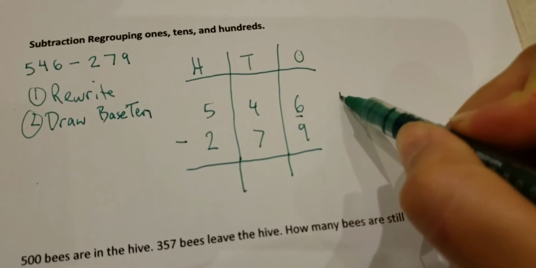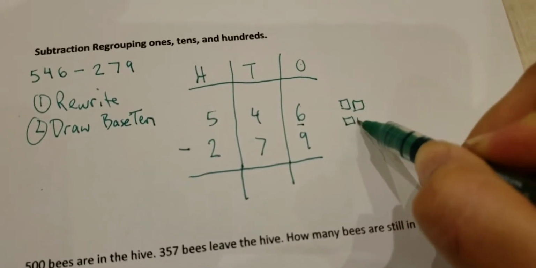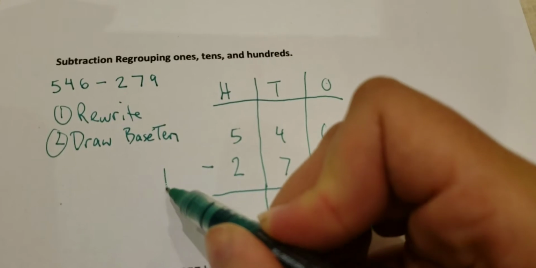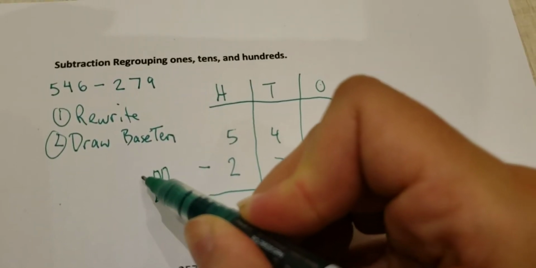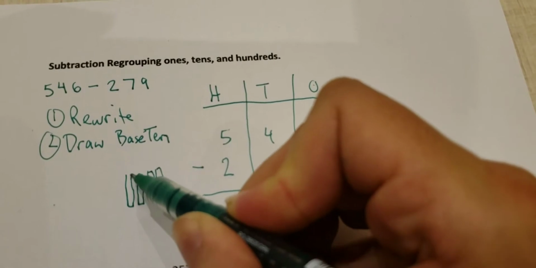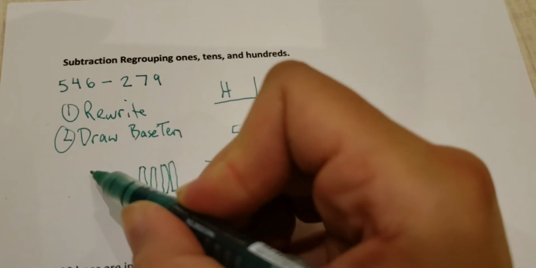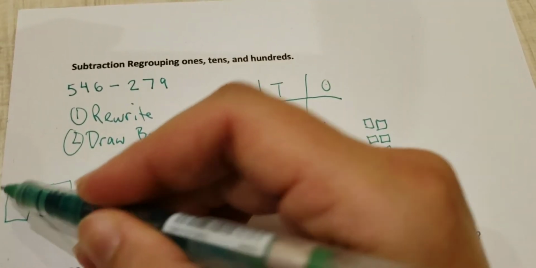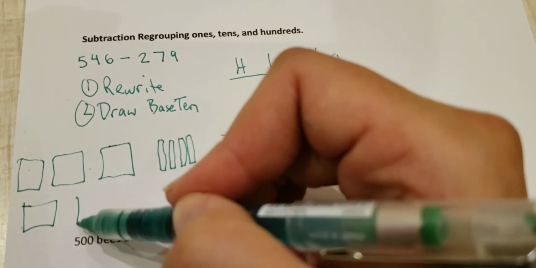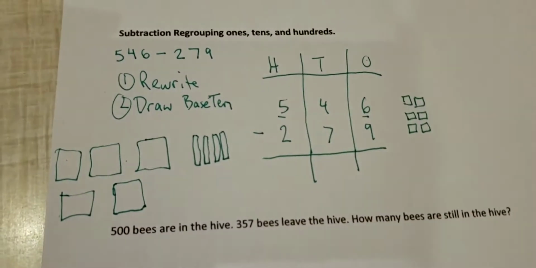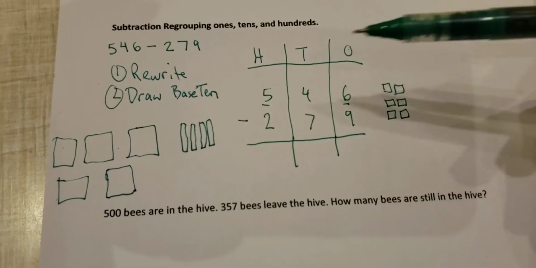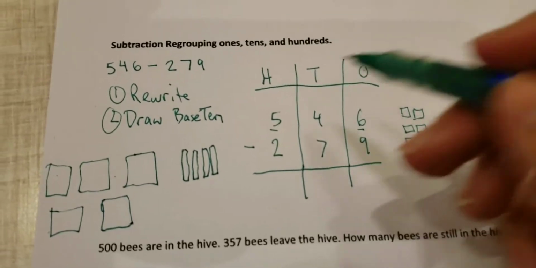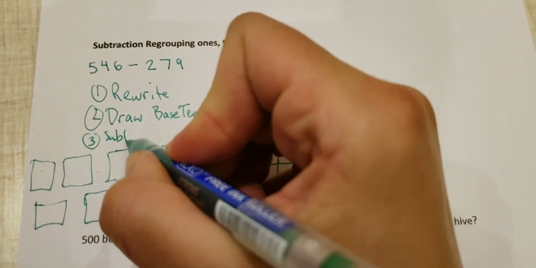We have 6 ones. Okay, 4 tens. And we have 5 hundreds. Okay. Remember, the hundreds are the big squares, okay? Okay, so now we showed the top number in base 10, 546. All right, so our next step is to subtract the ones.